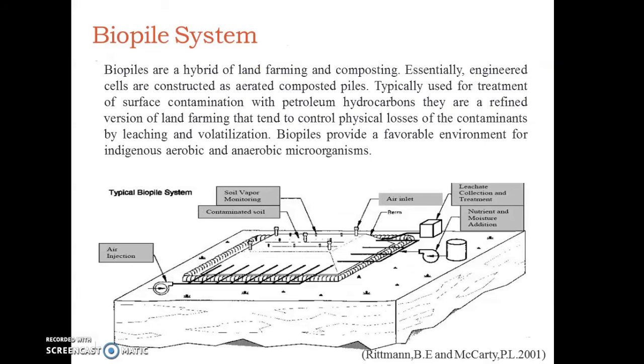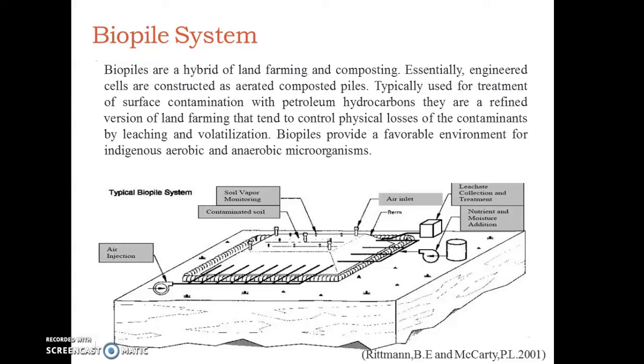Okay, so the third method is the biopile system. Biopiles are a hybrid of land farming and composting. Essentially, engineered cells are constructed as aerated compost piles, typically used for treatment of surface contamination with petroleum hydrocarbons.